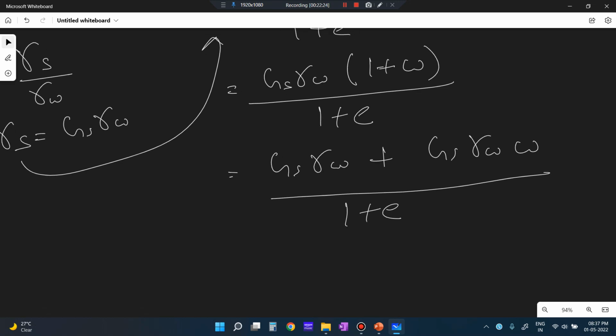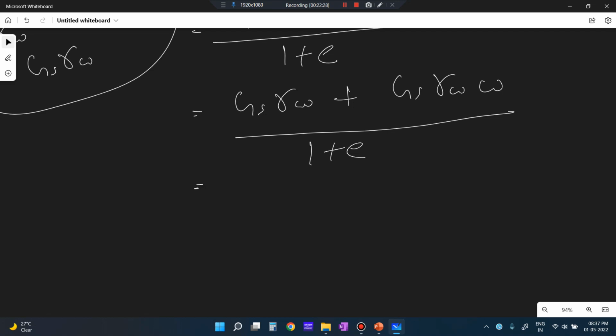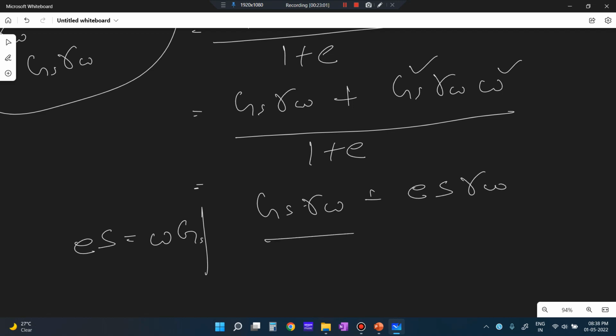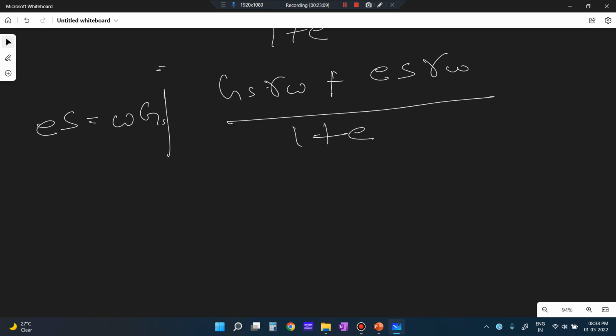Okay. Well, we have derived earlier that e S equal to w Gs. We have derived this earlier, so you can say Gs gamma w plus this one, we can write it like e S gamma w by 1 plus e. Now if we take gamma w common, we can write Gs plus e S by 1 plus e.